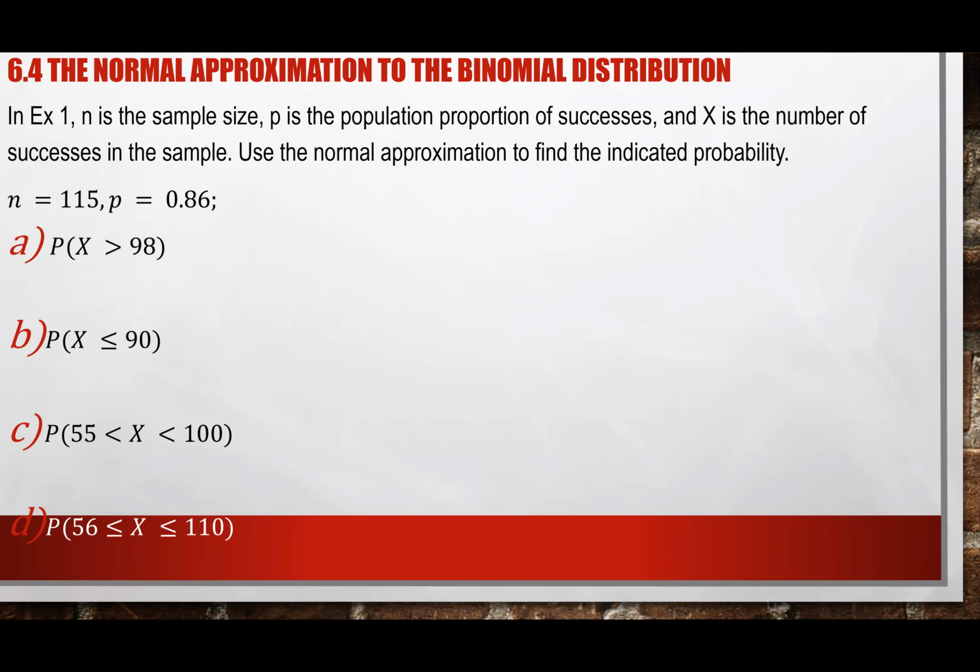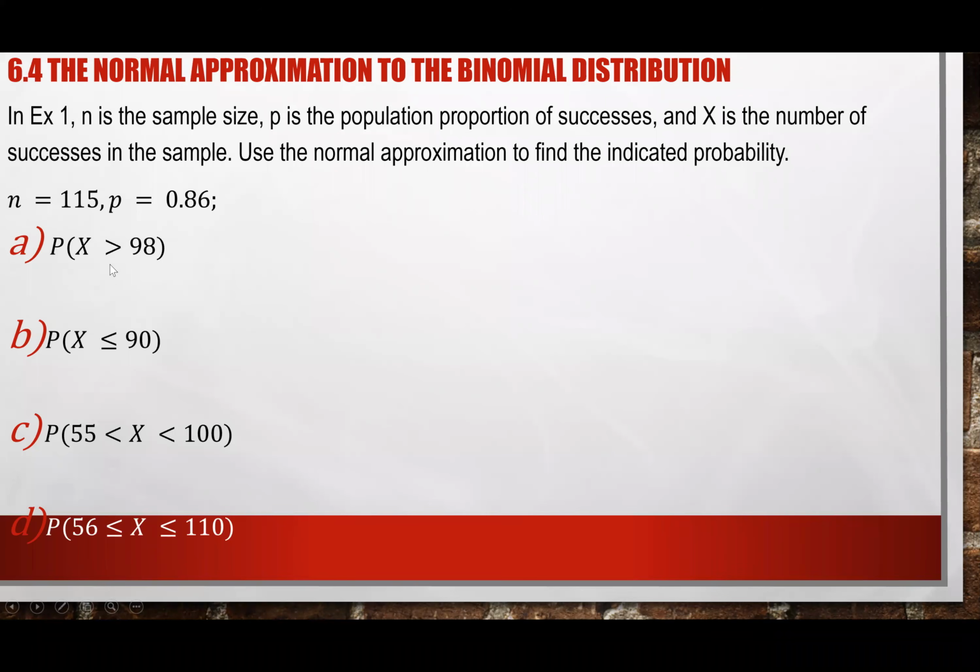So, using the normal approximation to find the indicated probability. To put this in a real problem perspective to make it easy to understand, let's say I give you a 115-question test, and you study. For each question, since you study, the probability of you having it right is 0.86. Okay, just to put it in some perspective.